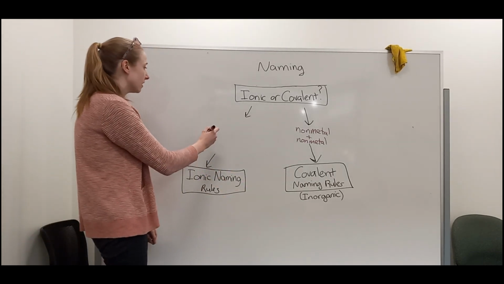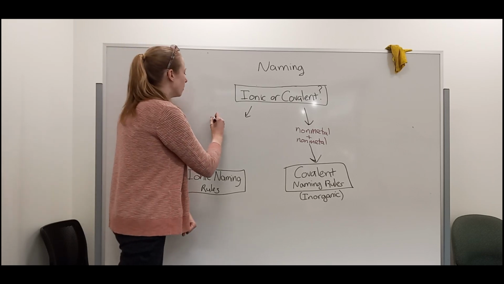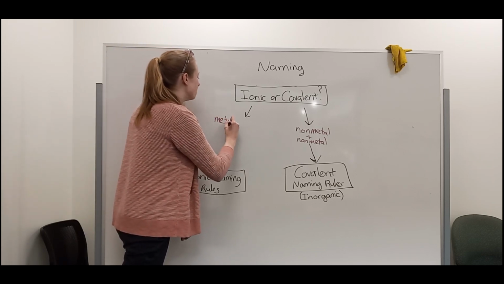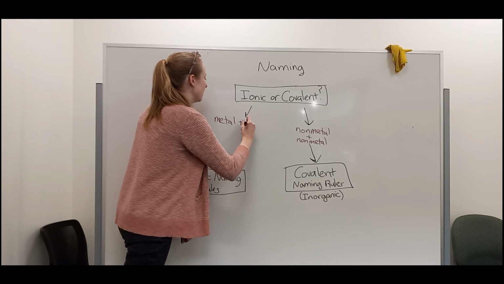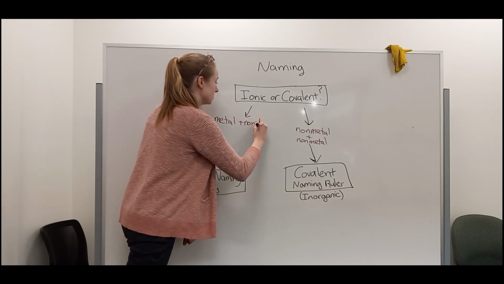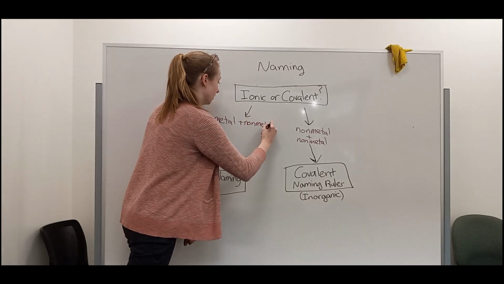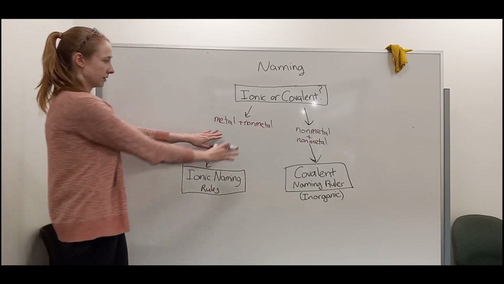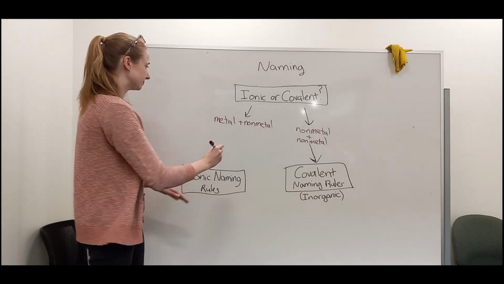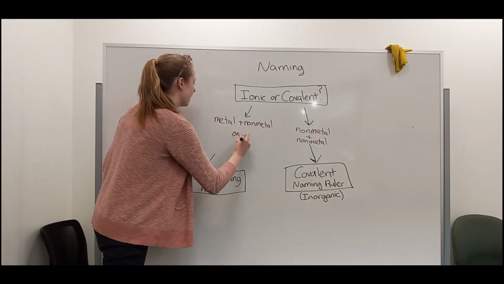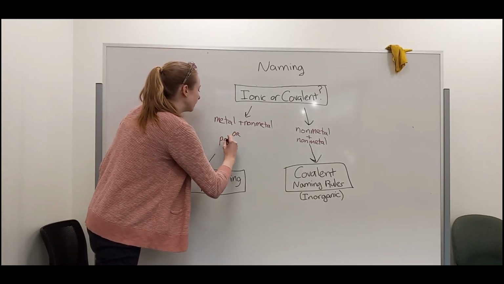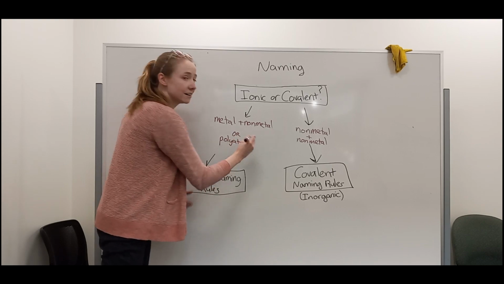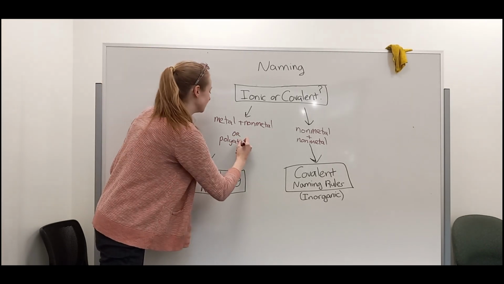For ionic compounds, you can have a metal and a nonmetal, and keep in mind ionic compounds are made up of ions. So in this scenario, these are going to be two ions. And the other thing you can have is polyatomic ions, which are ions, so they form ionic compounds.